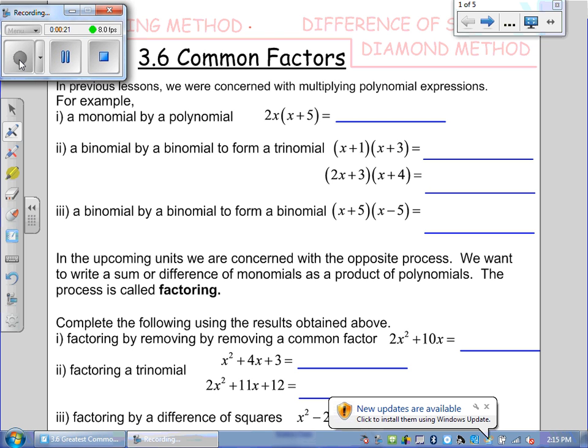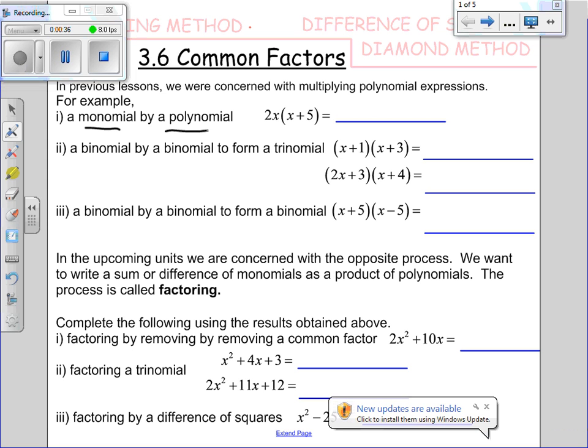Okay. What we're working on is something called factoring. It's like the reverse of what we were just working on. What we were doing before is we were multiplying things in. Now we're going to start taking things out. So quick review of what we've done. We've done a monomial by a polynomial.